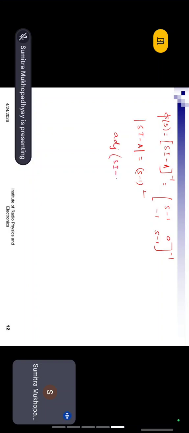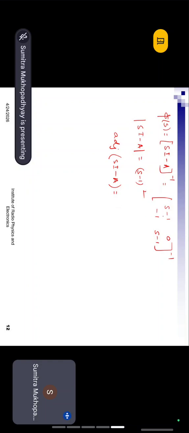Inverse of this matrix means phi(s) equals (sI minus A) inverse. That means the inverse of the matrix S minus 1, 0, minus 1, S minus 1. For that we need the determinant of sI minus A, which we have already calculated. Now the adjoint of sI minus A. Hopefully you know how to calculate the adjoint.